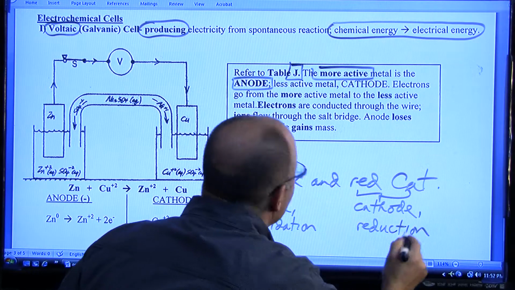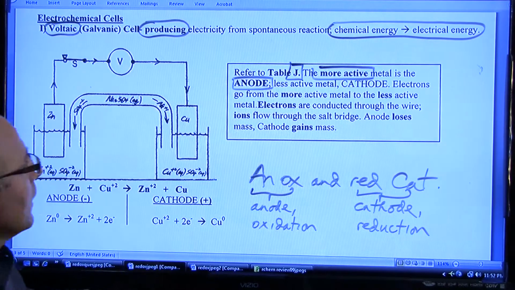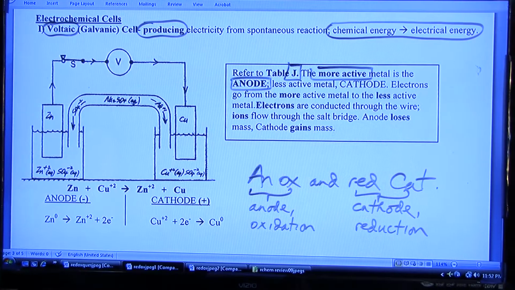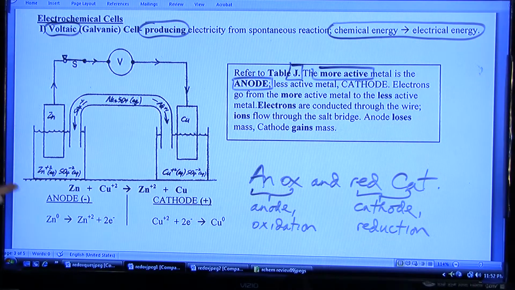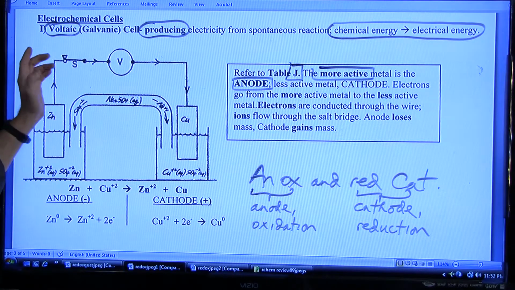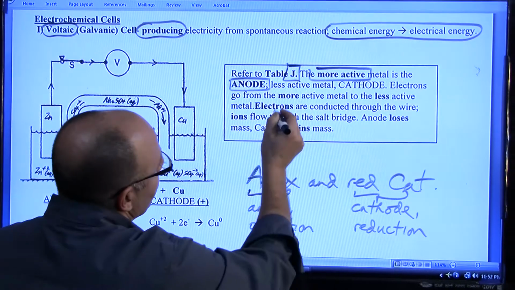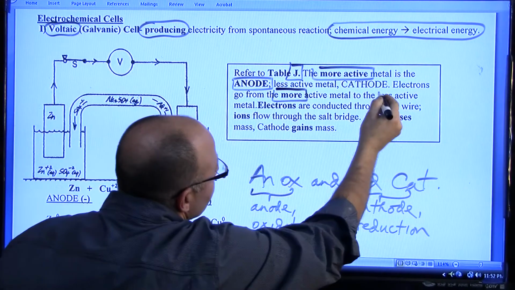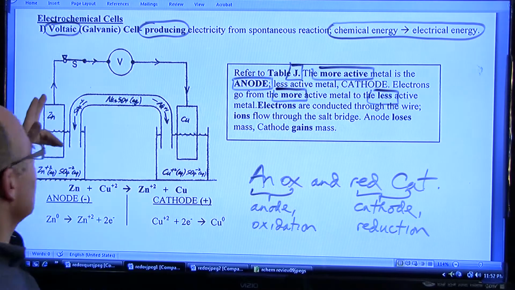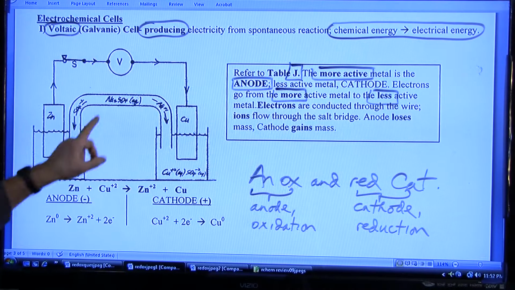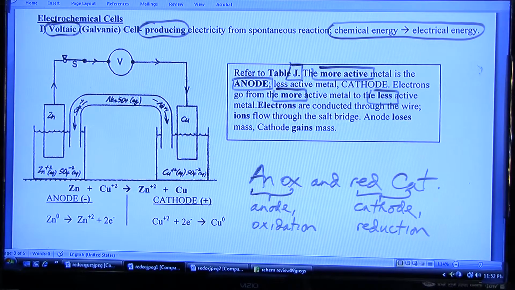So we call these pieces of metal anode and cathode depending upon whether oxidation or reduction is occurring. Since the zinc is the more active metal, that's the anode where oxidation takes place. And so electrons are going to go from the zinc towards the copper, from the more active to the less active metal. In the process, as electrons are moving from the more active to the less active metal, you could register the voltage behind that with a voltmeter.